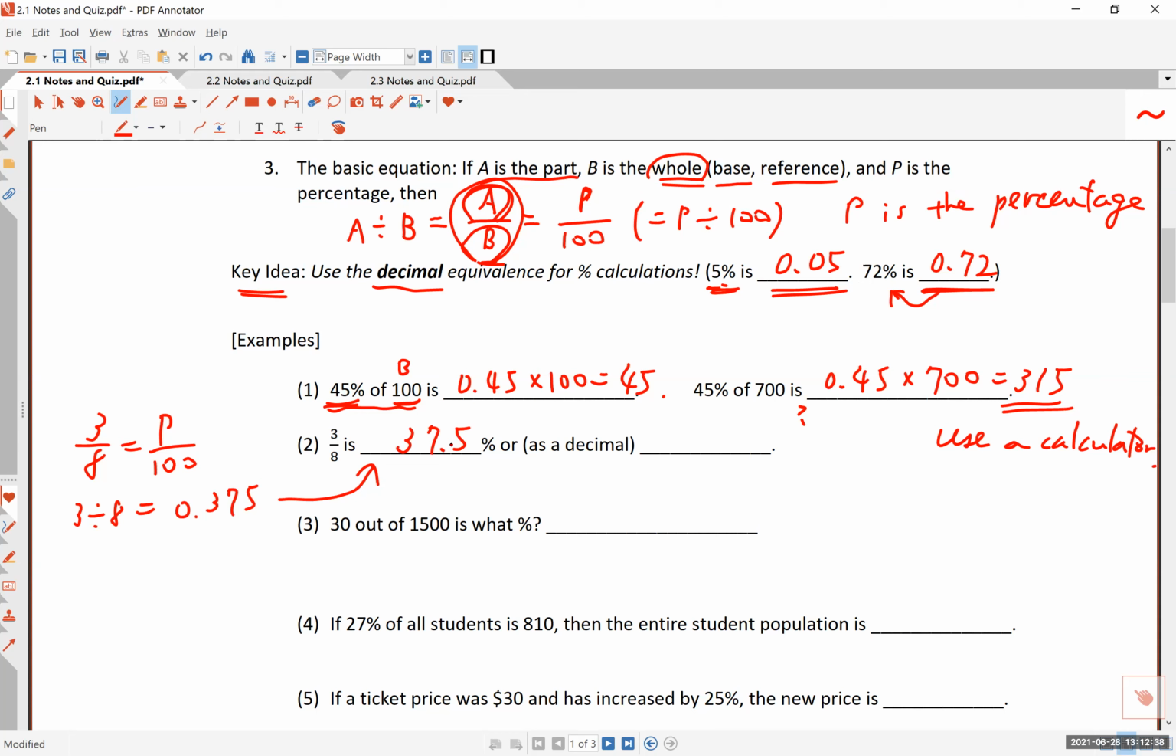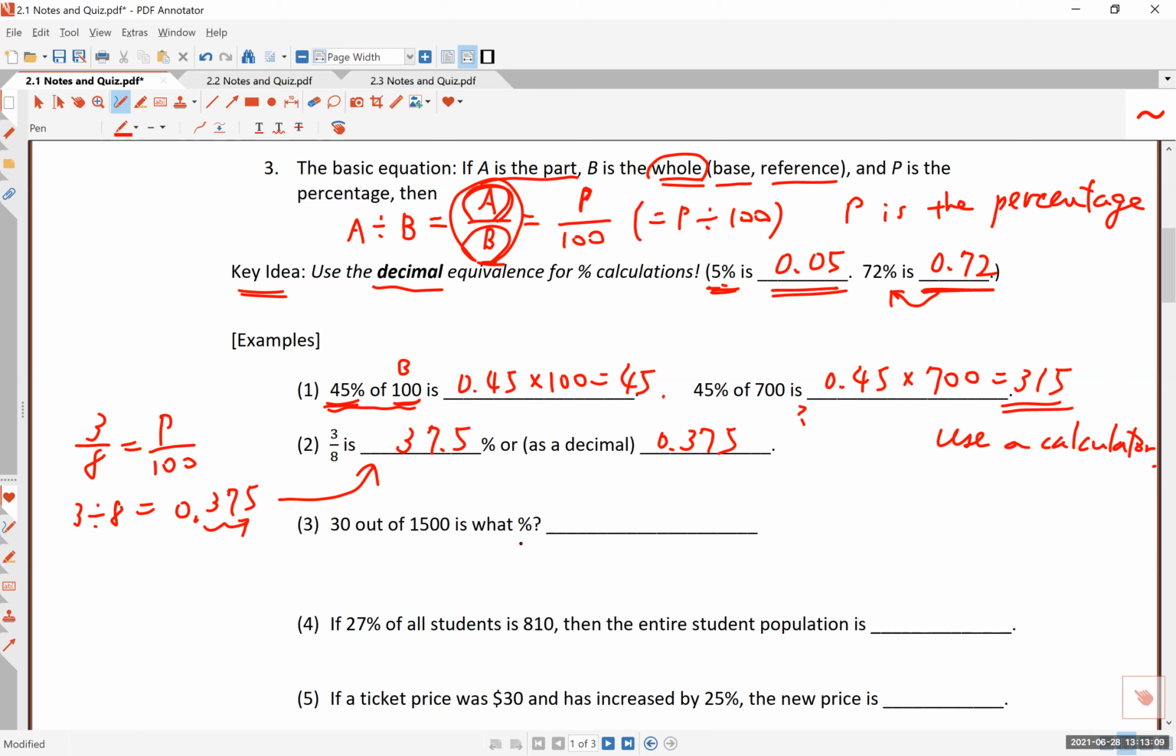And of course, 0.375 is 37.5%. How do we get that? Well, we multiply this decimal by 100, which is equivalent to moving the decimal point 2 places to the right. And that is how you convert a decimal number to a percentage. So 0.375 as a decimal number is equal to 37.5%.